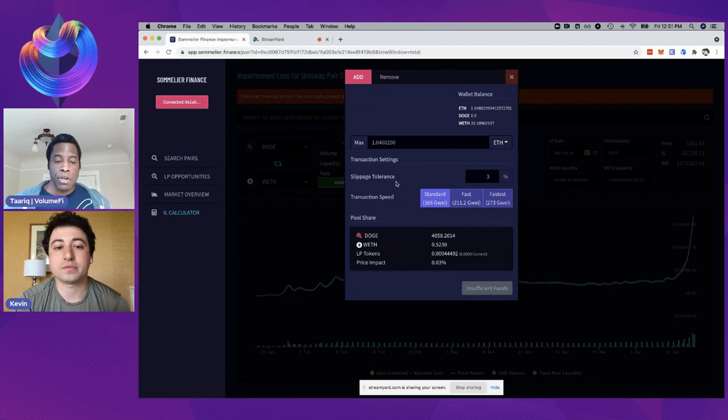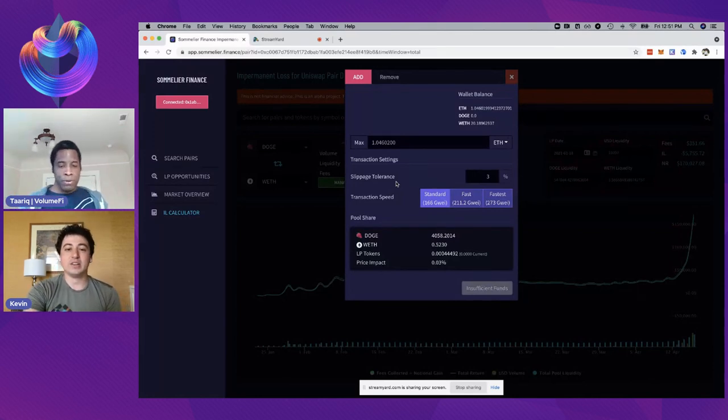Got it. So you're going to go max ETH. All right, profit. I'm going max ETH. Sommelier makes that easy. Other sites don't. So push the button. Let's push the button.